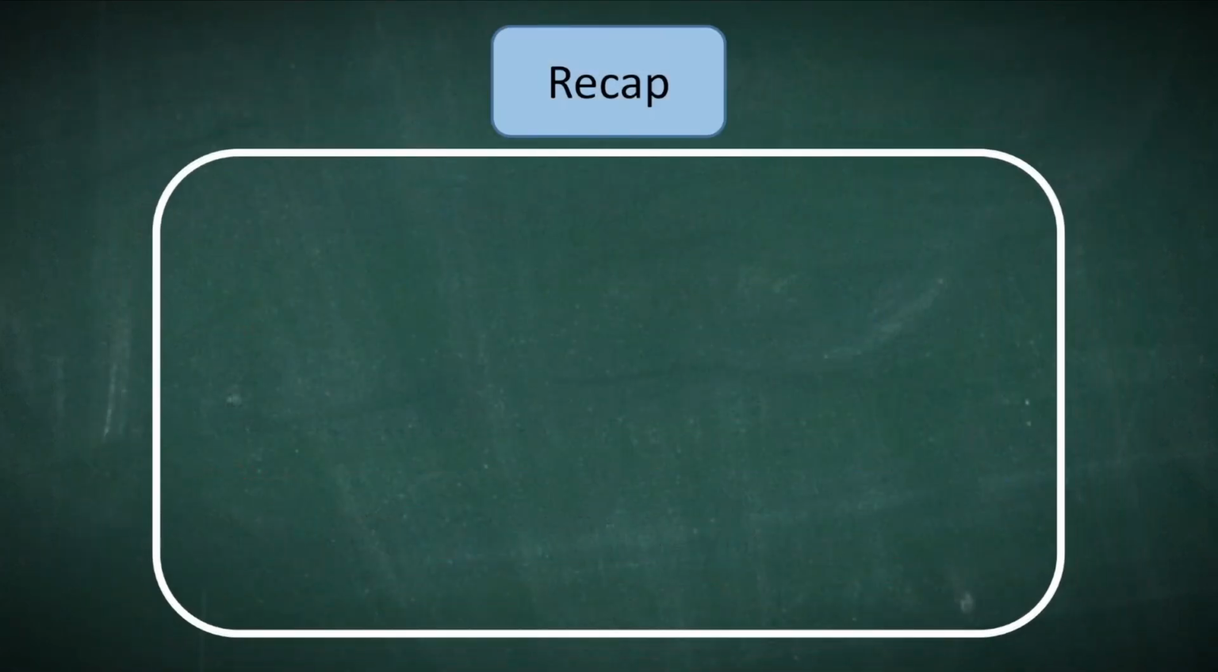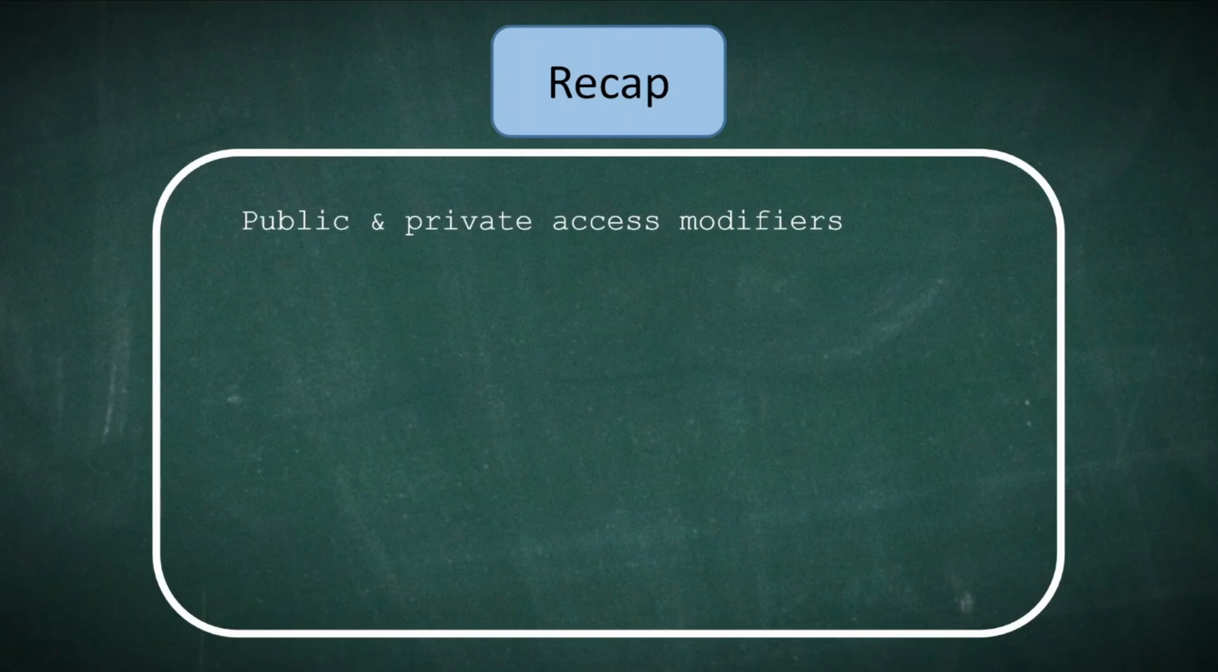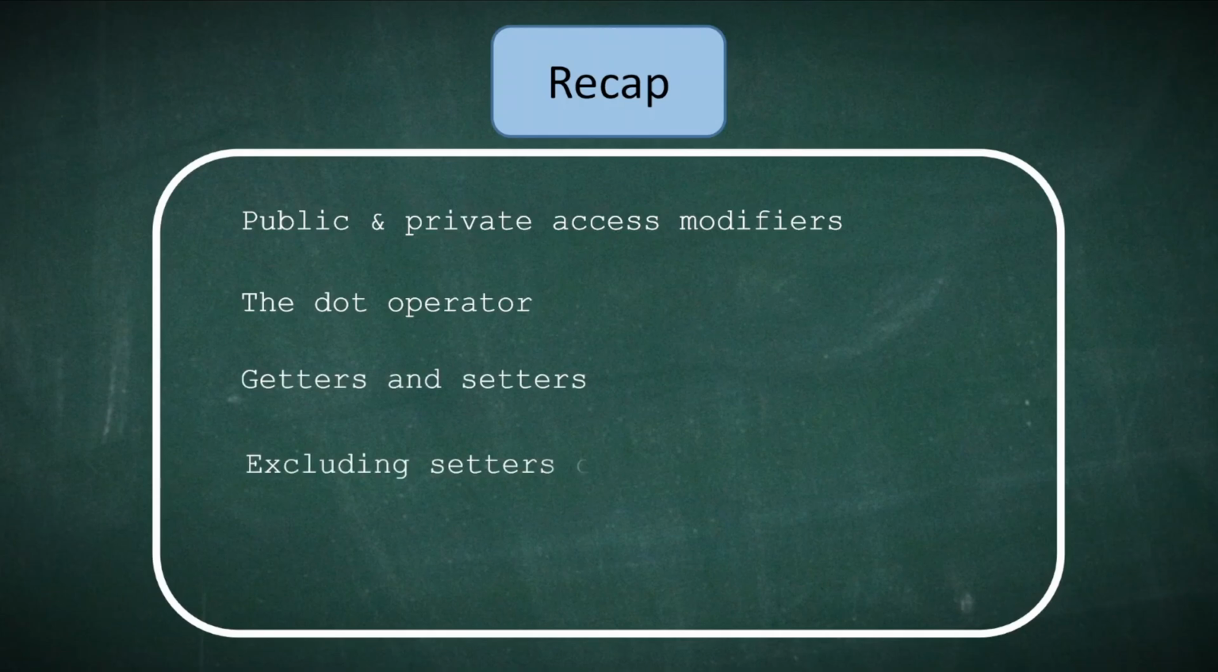So just to recap, we learned about public and private access modifiers. We learned about the dot operator. We learned about getters and setters, and how when you exclude a setter, it's like an extra step to ensure some extra security.